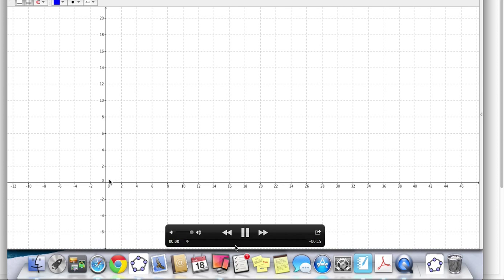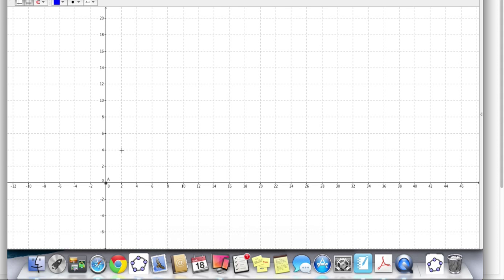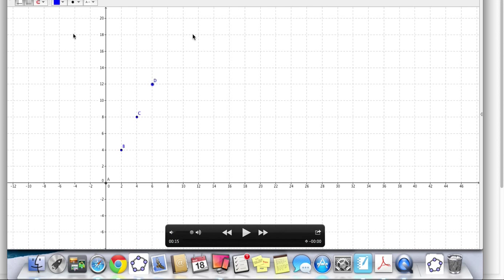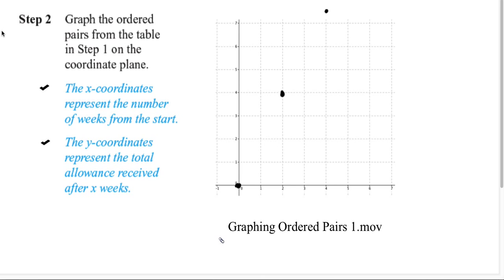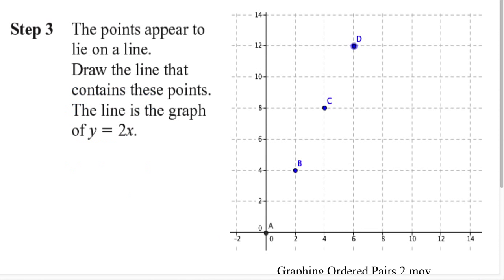This is actually what happens. 0, 0, 2, 4, 4, 8, and 6, 12 right there. So that's how you graph those 4 points, and then from there we go to step number 3.